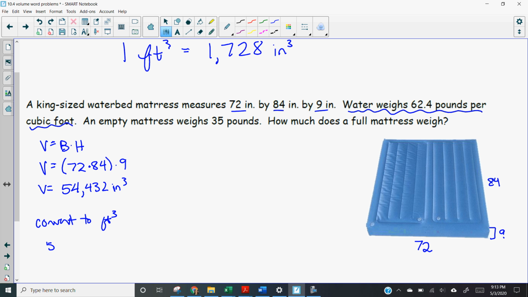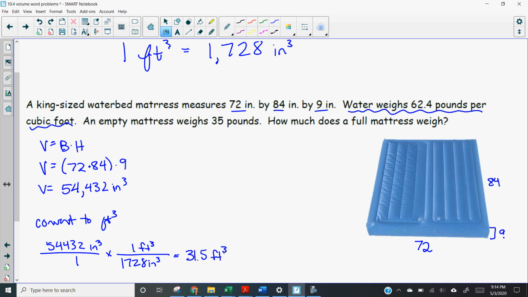Okay, so we take our 54,432. I'm going to set this up like we did with surface area with our little fractions. And I'm going to multiply by, now I want cubic inches to cancel out, so I'm putting 1728 on the bottom and 1 cubic foot on the top. Because that's on the bottom, we are dividing by 1728. So that is 31.5 cubic feet. Big difference there. So that's how many cubic feet we've got.